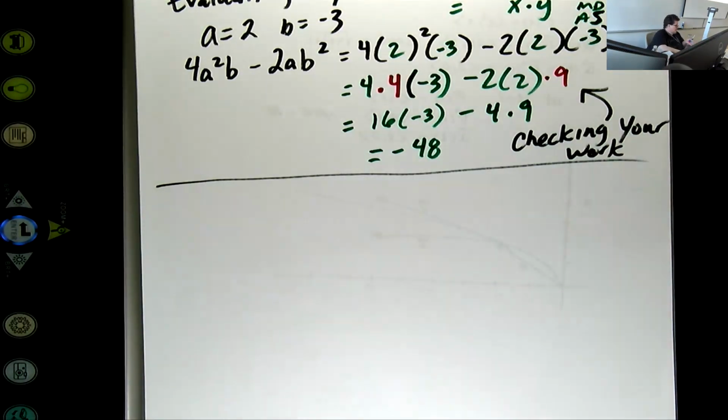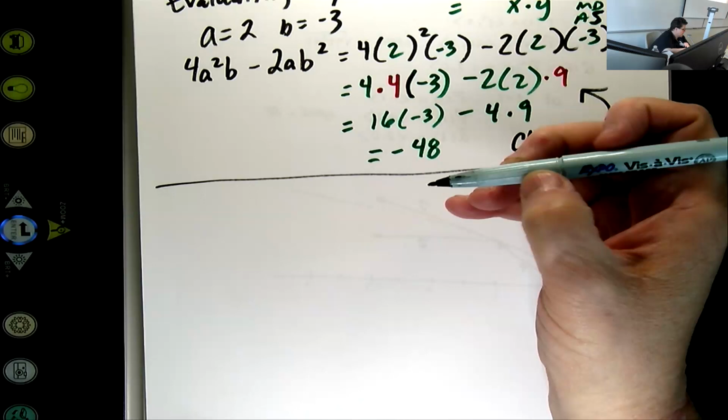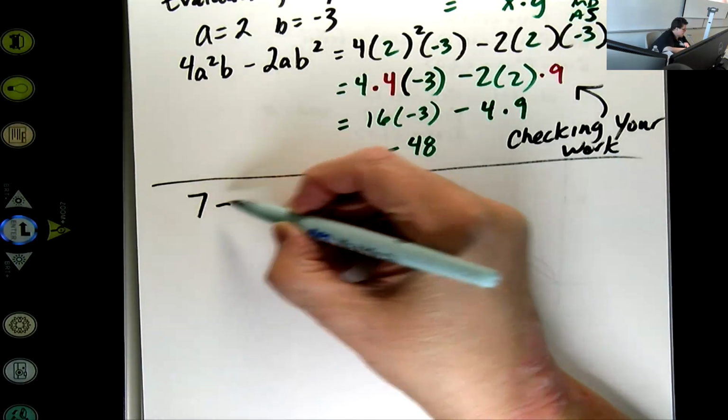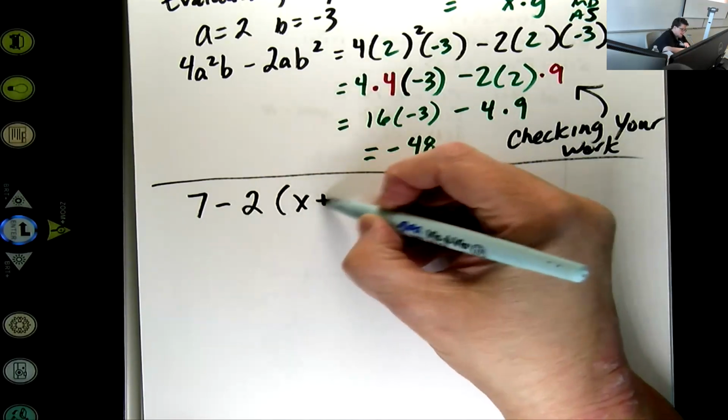But this whole area was also on algebraic expressions. So let's do a little bit more with manipulating algebraic expressions. Let's say we have 7 minus 2 times x plus y.